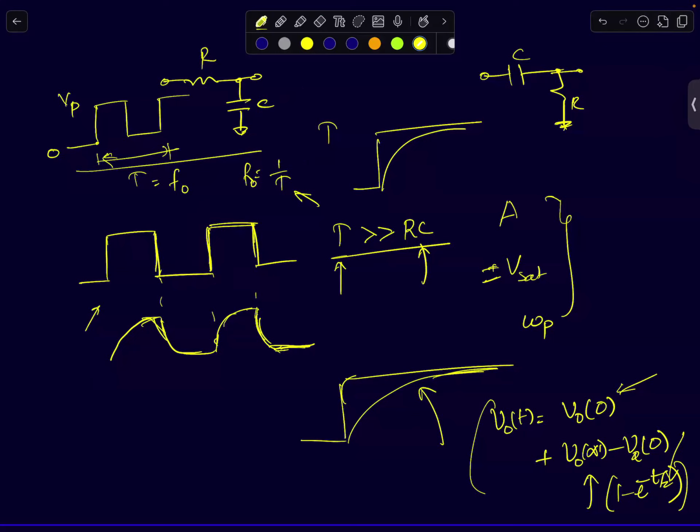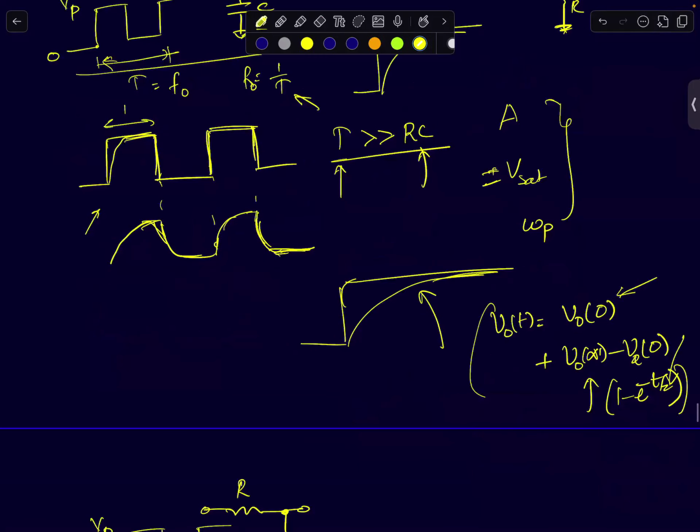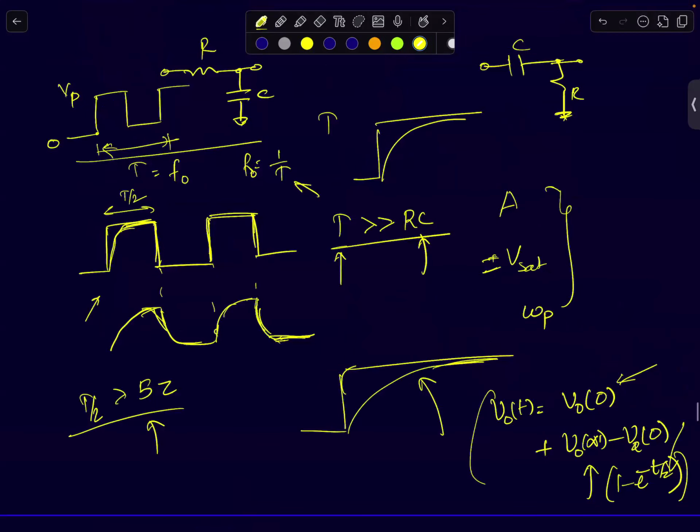So if I feed a sudden step input, your output will quickly rise to the final value. So if this is half of your clock cycle, and if half your clock cycle is greater than 5 time constants, then obviously the output would have settled to its final value. If you feed a step that goes from 0 to V peak, then the final value is V peak, the initial value is 0, and the system would have settled to V peak within half a clock cycle.